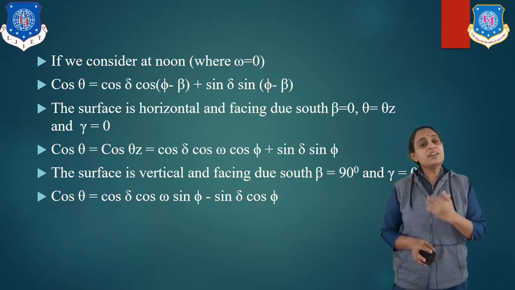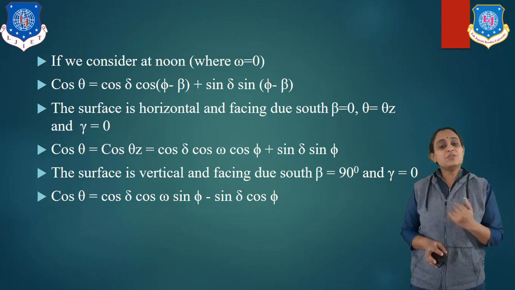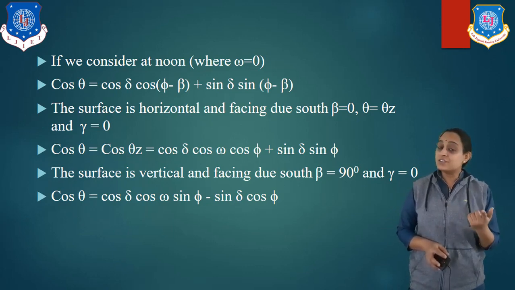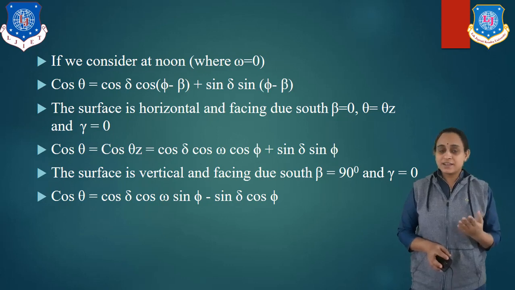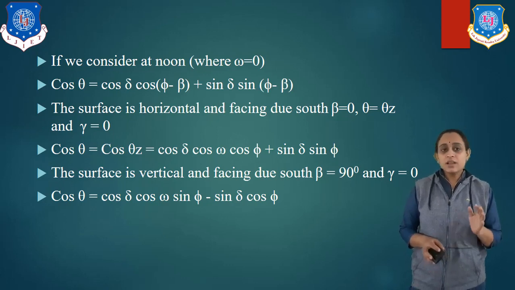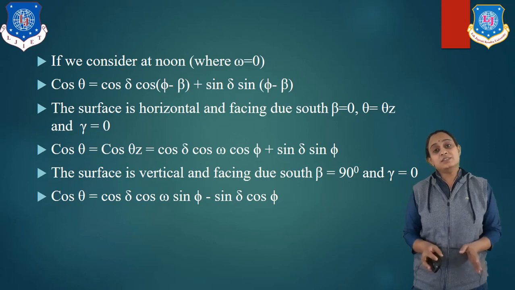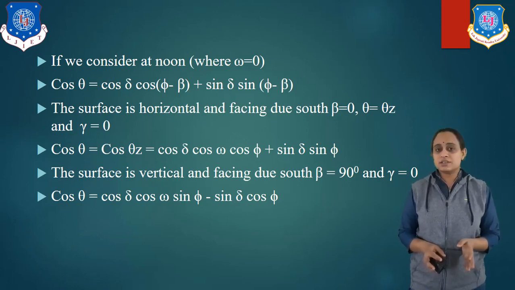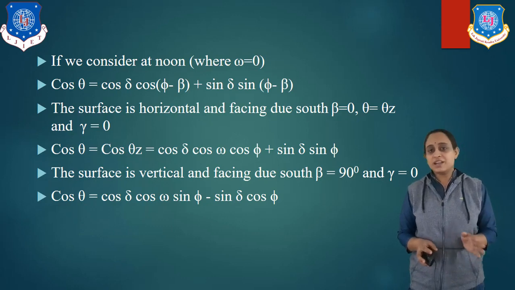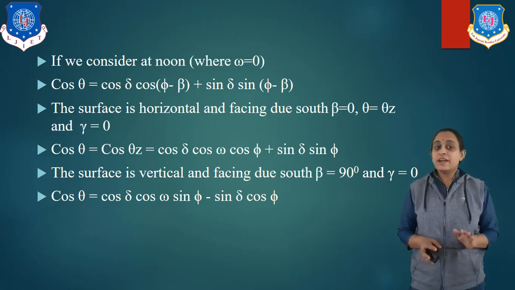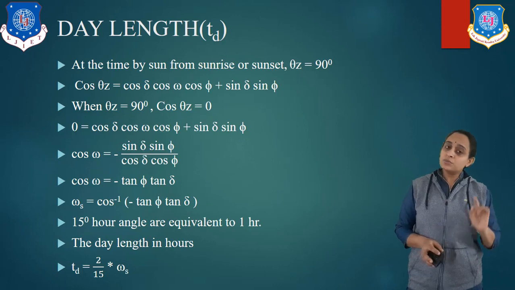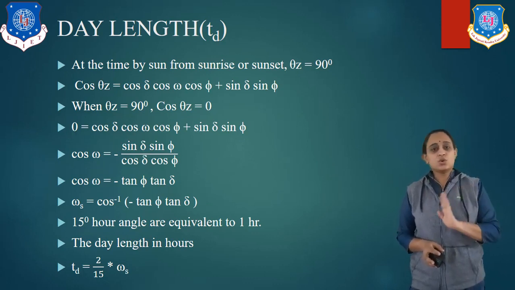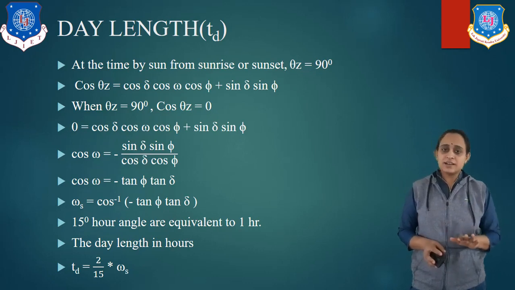Okay, so by putting the delta, omega and phi values, we can easily identify the angle of incidence, which is cos theta. Clear? Now, let us study the day length. At the time of sunrise or sunset, theta z is equal to 90 degrees. I repeat, at sunrise or sunset, theta z is 90 degrees.